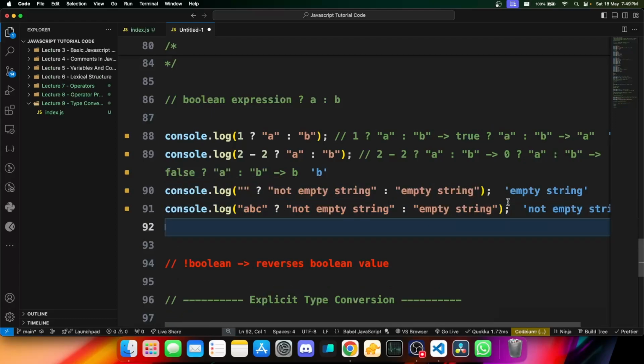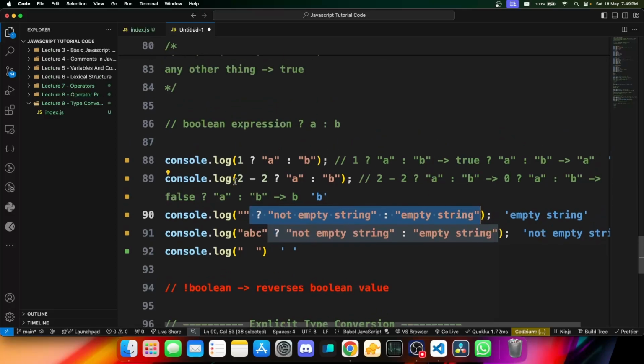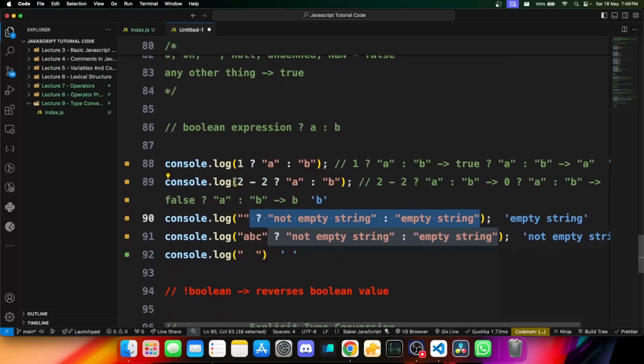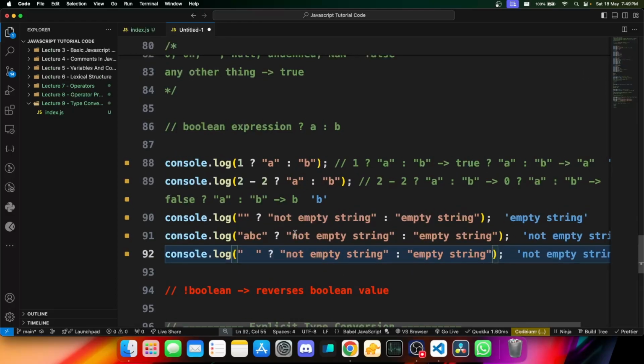Now let me show you one more thing over here. Some people might assume that if this is false, then this might also be false, but the thing is that this is not false, because it has some character. A string that doesn't have any character is false. But if a string has even one character, or even has a white space only, that is also considered a true value. So let me show you. I can see not empty string. Okay, because it's a true value, and so that's why you got this.